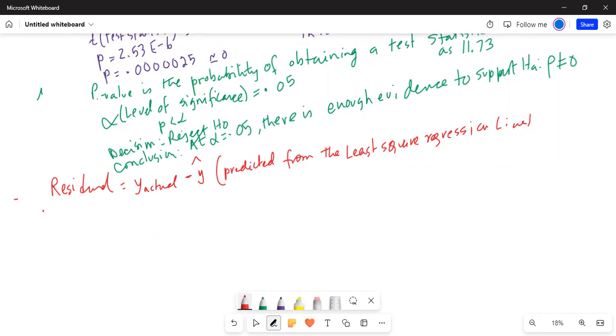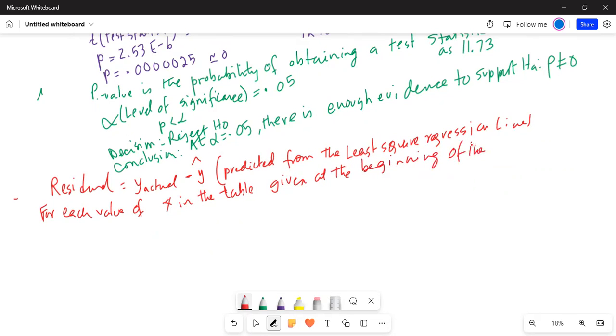So for each value of x in the table given at the beginning of the problem, there is a y actual also in the table, right? There is a y actual from the data.